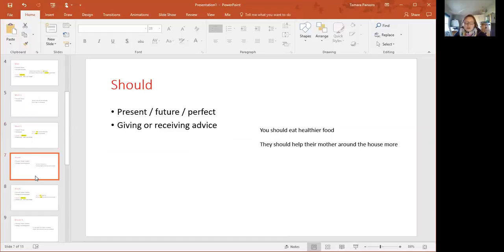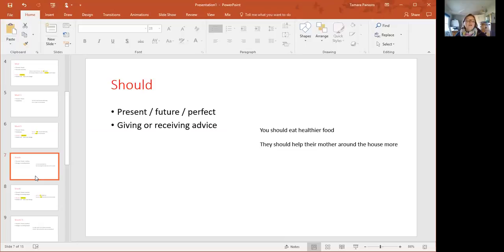Right, next one, should. Should we can use in the present and to talk about the future. We can use it to talk about the past, but you need to use a perfect tense. So I should have eaten healthier food. Don't worry about it. At the moment, we're going to stick with the present and the future, so it's fine. We use it for giving and receiving advice. So you should eat healthier food.